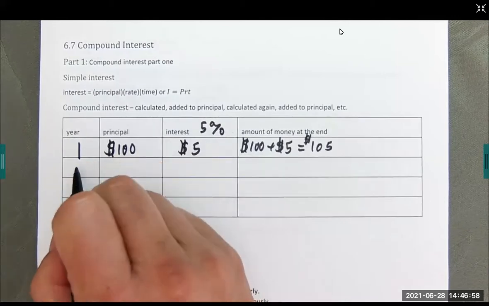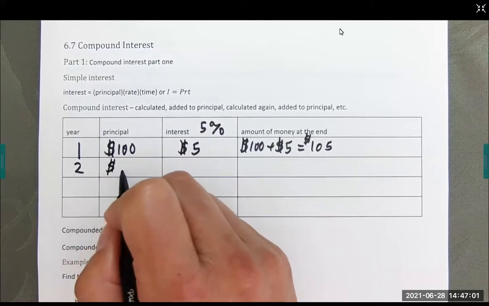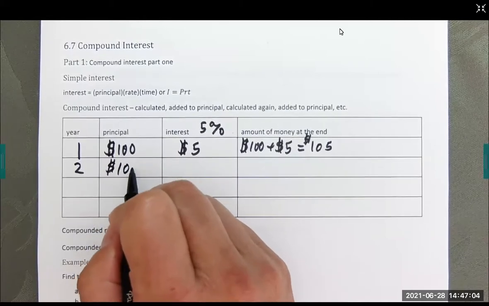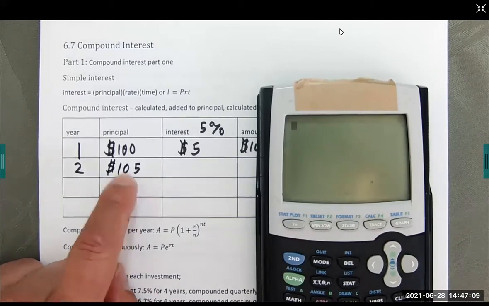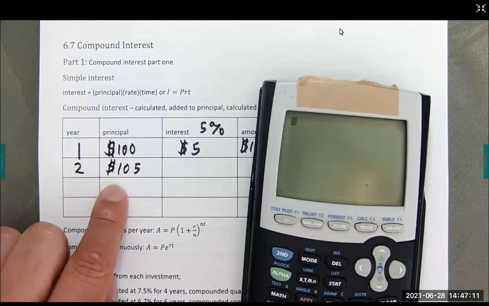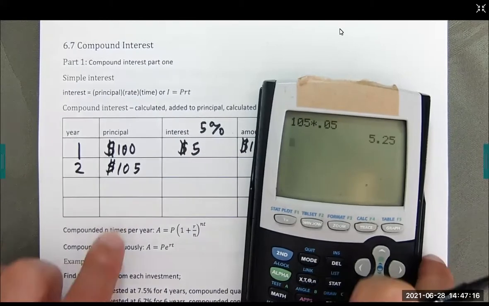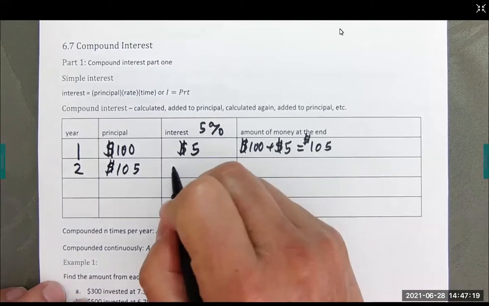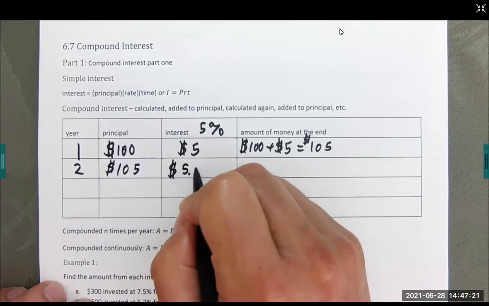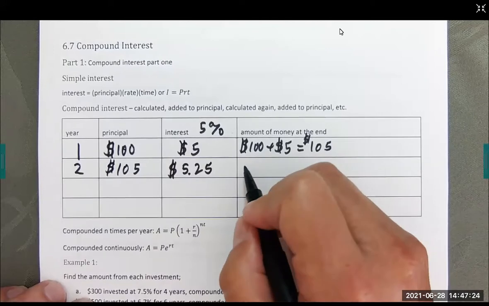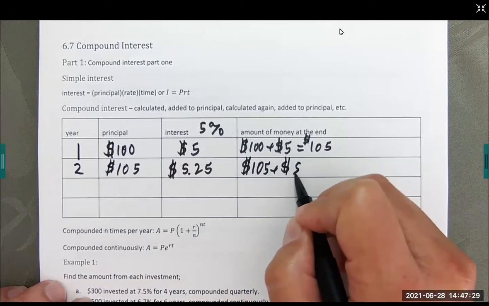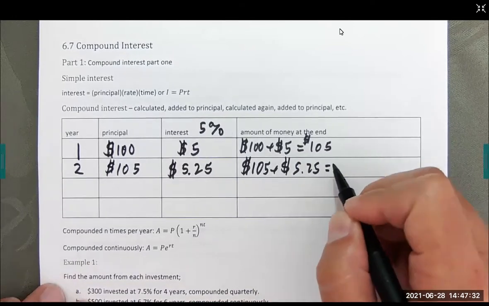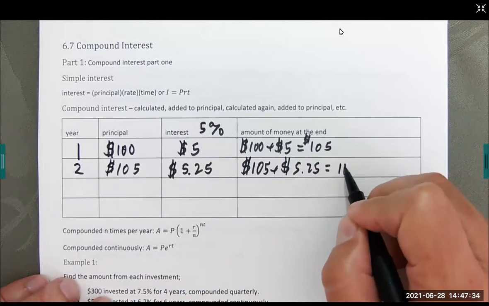Now, for year two, that's your new principal. Simple interest, it's always 100. So we're now at 105. So now I'm going to earn 5% on the 105 instead of just the 100. So you can see it's literally compounding. So 105 times 0.05 is $5.25. So you made 25 cents more than you did the previous year. So your total is 105 plus $5.25. You have a total of $110.25.